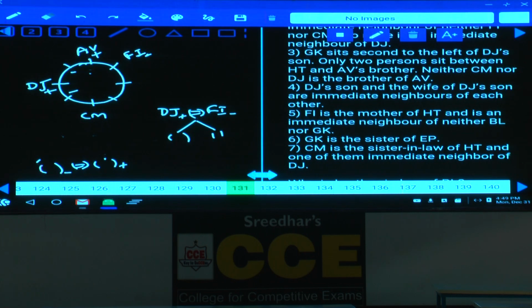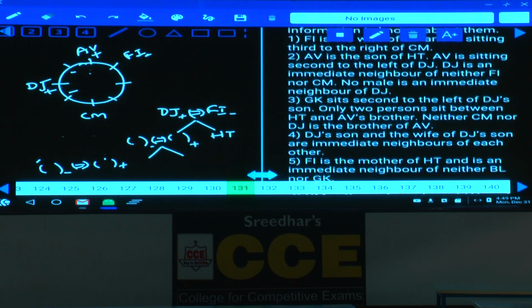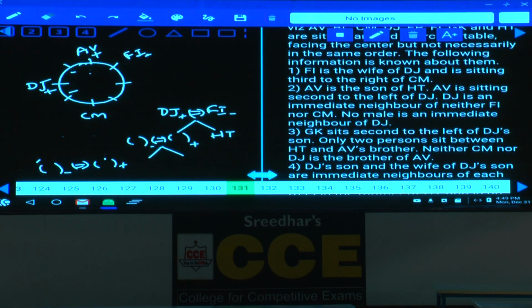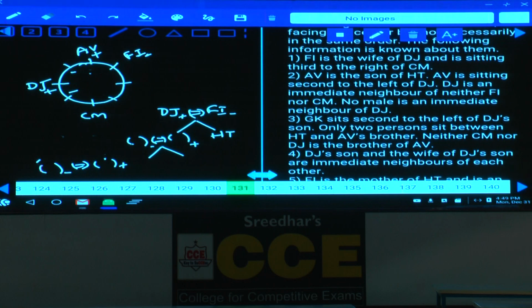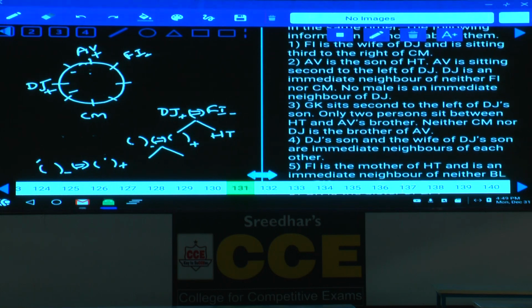HD is there, and HD has a brother as well, isn't it? And this brother should get married. This person has 2 children. Who are those 2 children? One is AV. Then Fi is the wife of DJ and is seated to the right of CM.